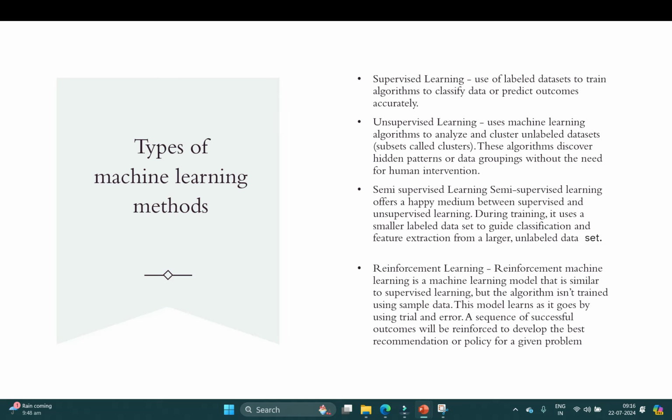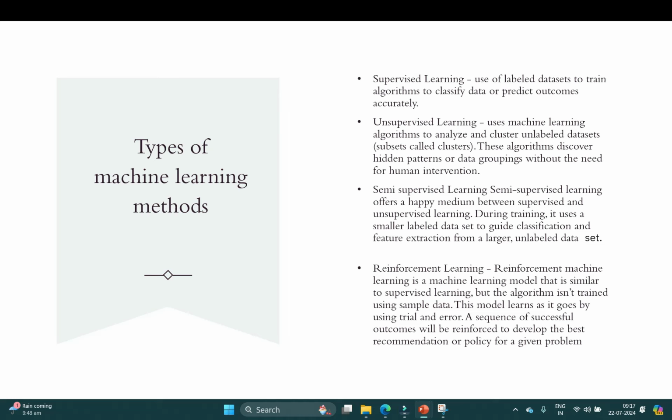So during the training, we give a smaller labeled data set to guide the machine, and then classification, and then we ask the machine to do feature extraction from a very large unlabeled data set. So it's a combination of both supervised and unsupervised learning.